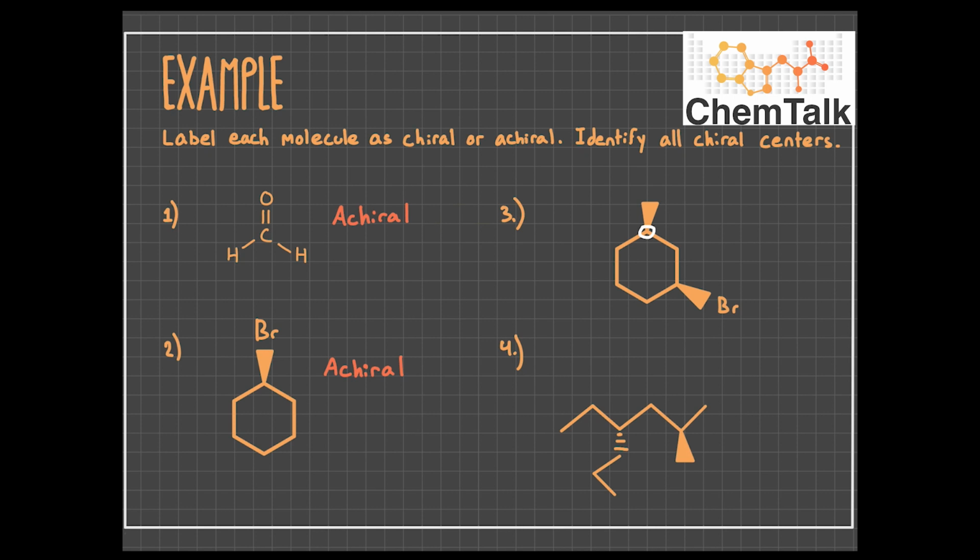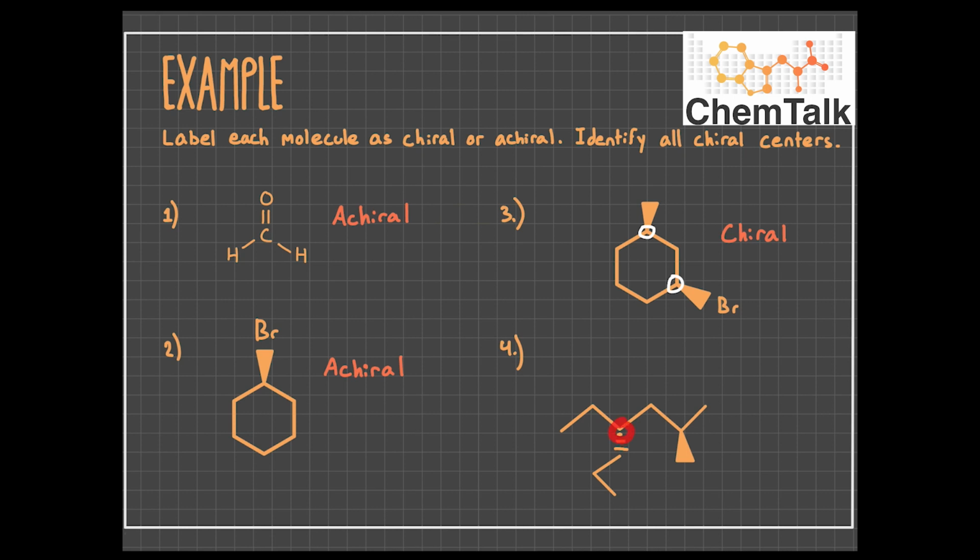Let's take a look at our other potential chiral center. We have a bromine, an implied hydrogen, 2 carbons, then a methyl, and 4 carbons and then a methyl. So, 4 different substituents. That is a chiral center, and this is a chiral molecule. Let's look at number 4.